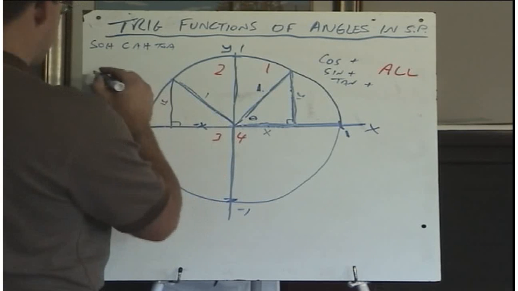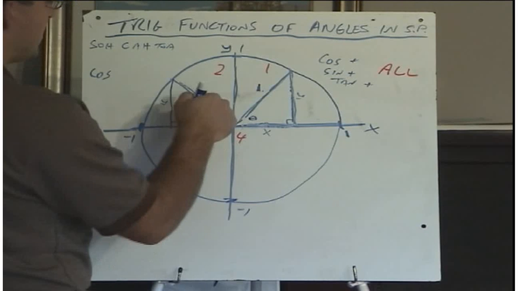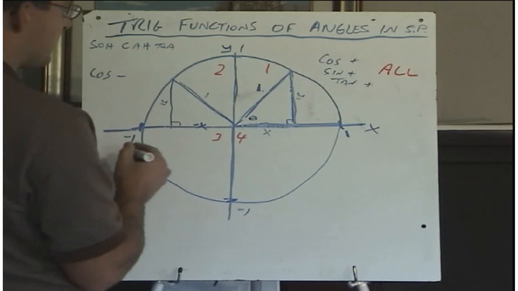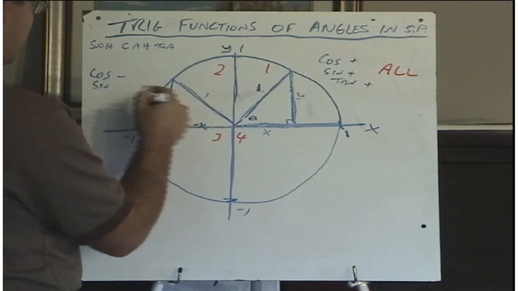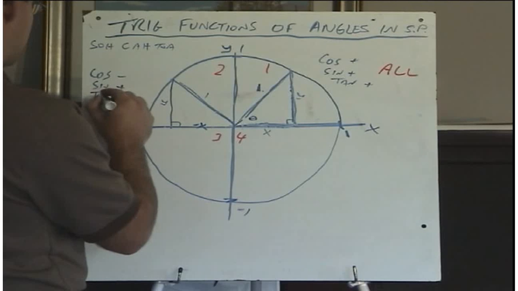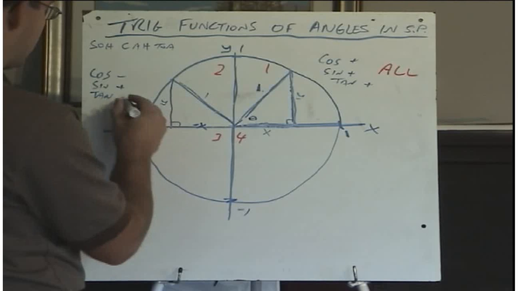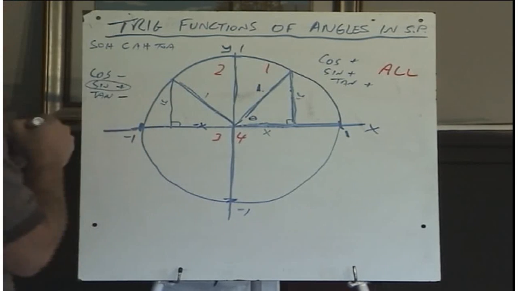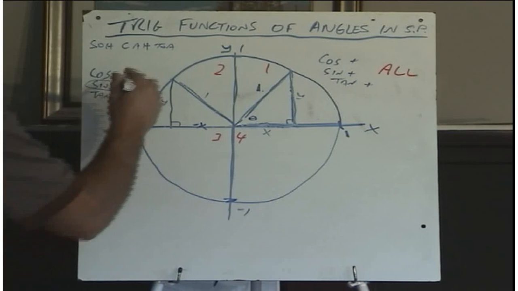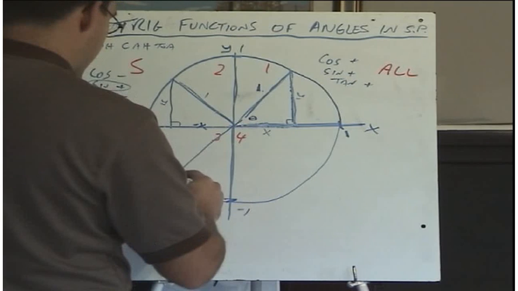Let's look at what happens to cosine now. Cosine is adjacent over hypotenuse, so you've got a negative value divided by a positive. Cosine is now negative. Sine, opposite over hypotenuse, positive divided by positive would be a positive. And tangent is opposite, positive, divided by adjacent, negative. Tan is negative. So the only thing that's left positive here is sine. Sine is positive in quadrant 2. It's the only one. Moving into quadrant 3.